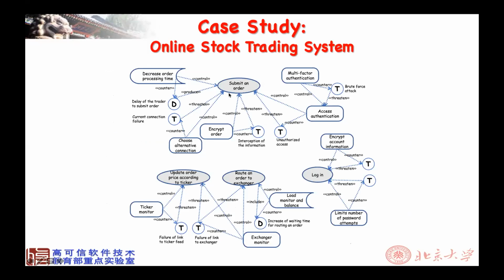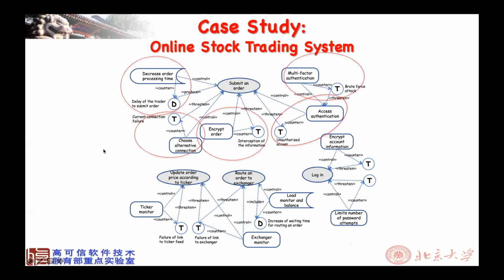For example, submit an order. You can have one system deviation that maybe could be a threat, and you may have identified three direct threats from outside, and also the second level threats from outside. So this is just to show how to develop the control cases from the use case.